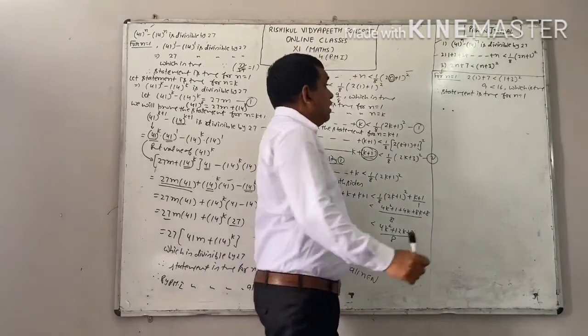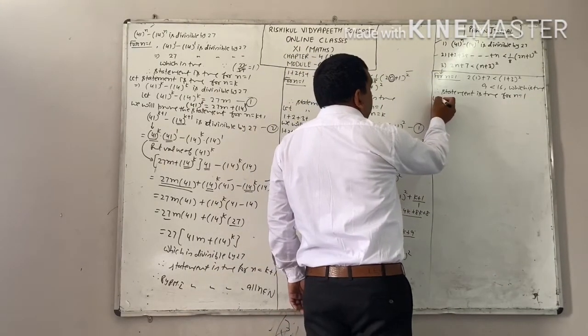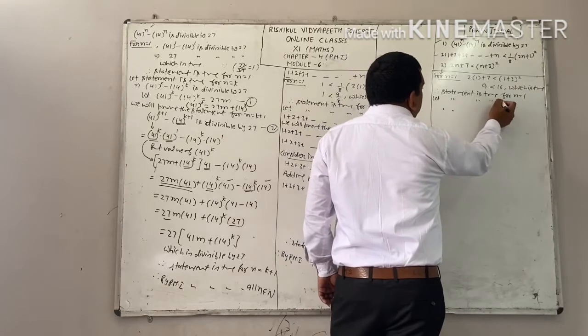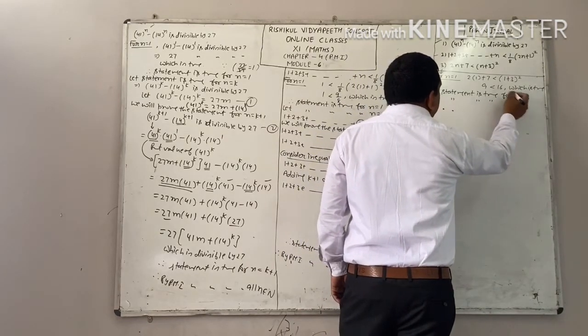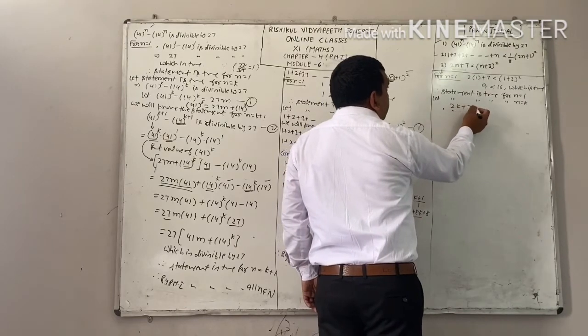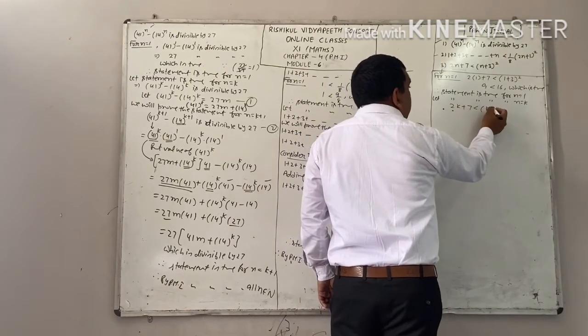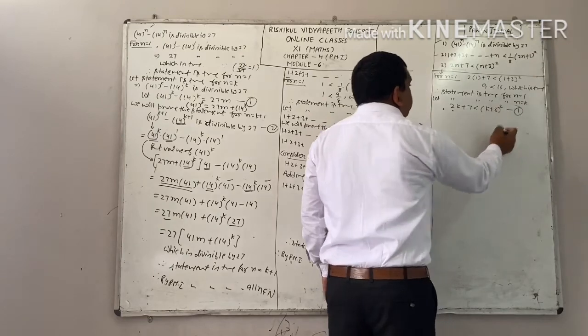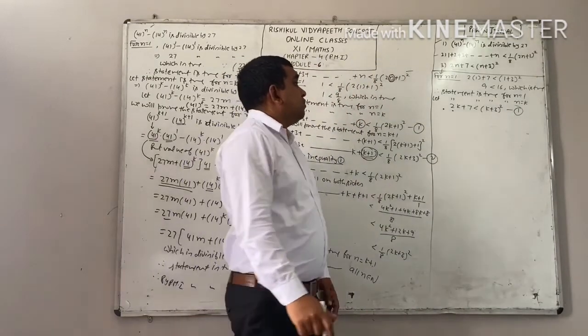Second step, let the statement be true for n equal to k. Therefore you will put n equal to k here. You will get 2k plus 7 on the right hand side also, you will get k plus 3 whole square. So this is equation 1.